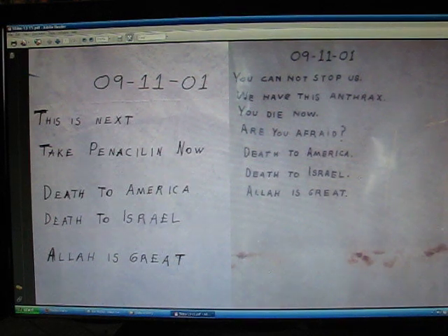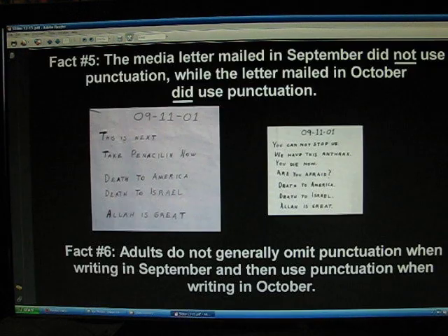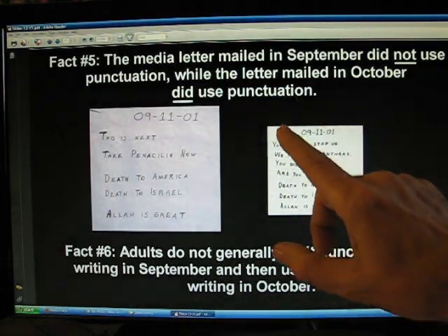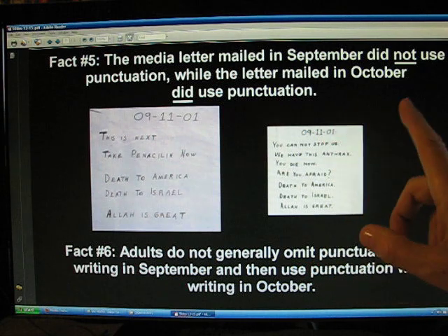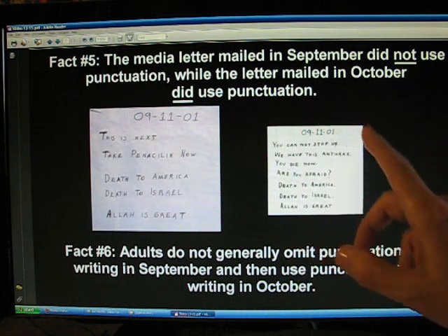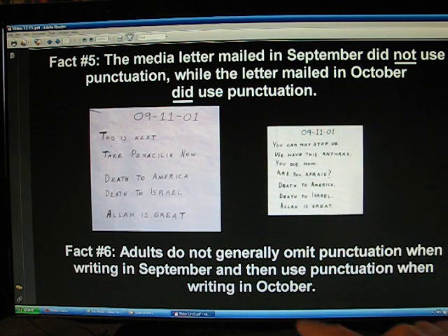So, what facts are illustrated in these examples? Fact number 5: the media letter mailed in September did not use punctuation, while the letter mailed in October did use punctuation. Fact number 6: adults do not generally omit punctuation when writing in September and then use punctuation when writing in October.